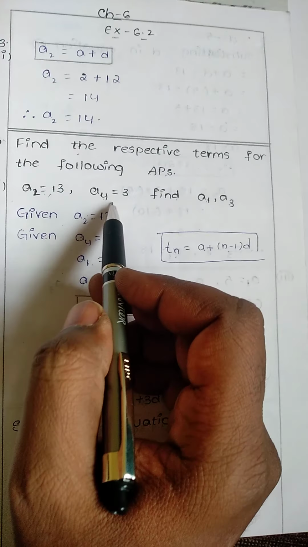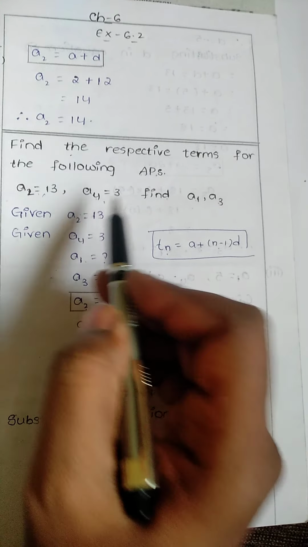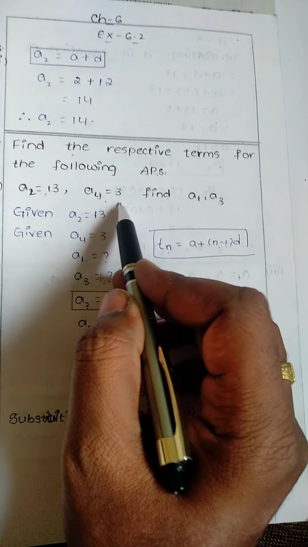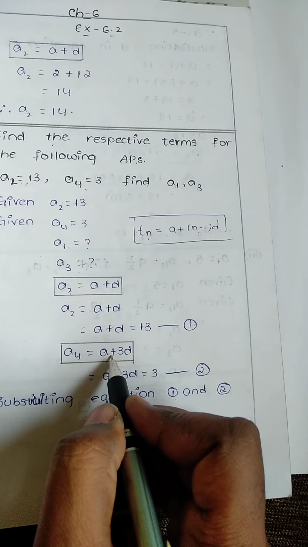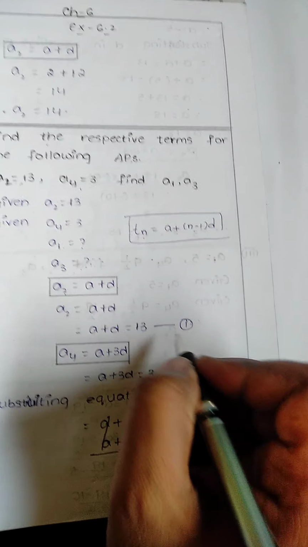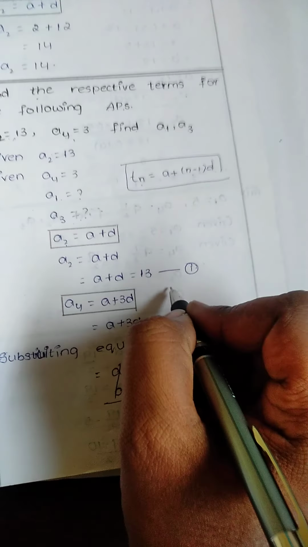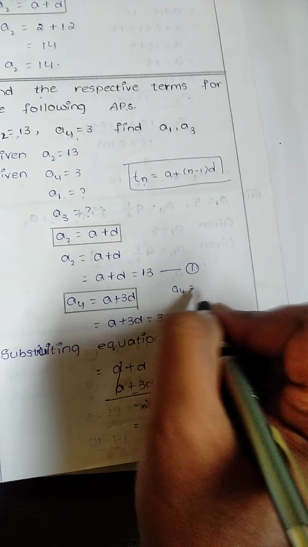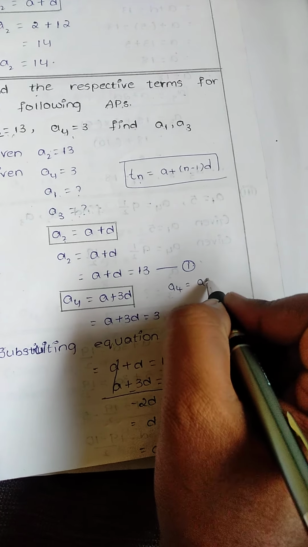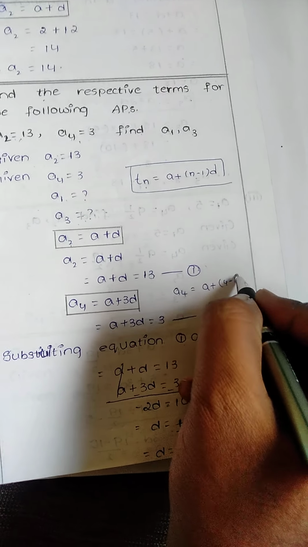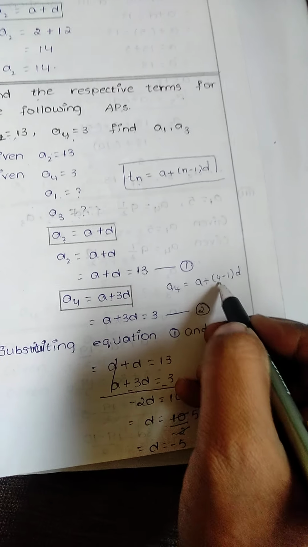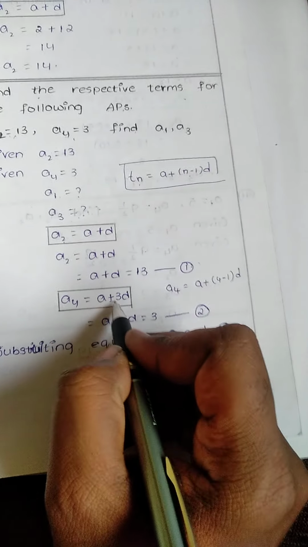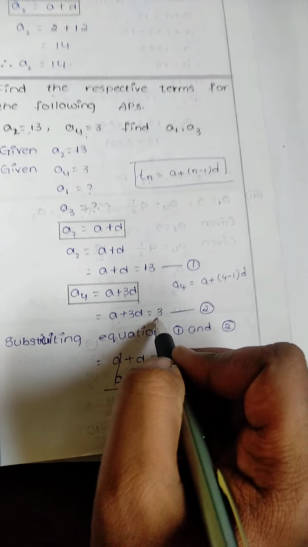Next, what is given? A4 is given. So already I said n minus 1. A4 means 3. How will 3 come? Listen here. A4 means a plus 4 minus 1 into d. 4 minus 1 means 3, so 3d. a plus 3d is equal to 3.